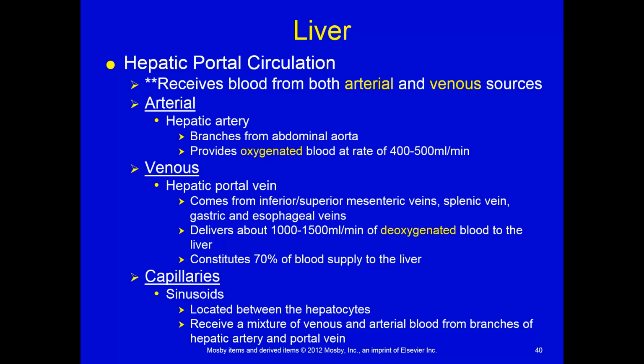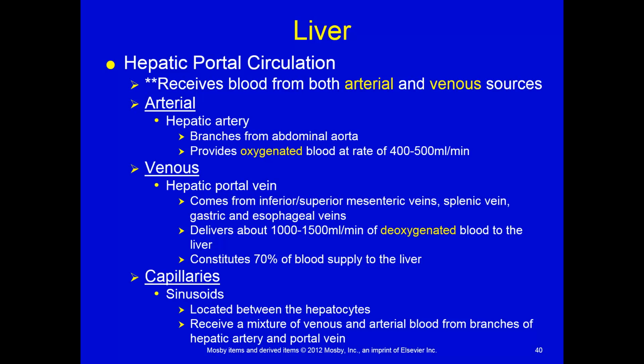We will do this slide and then stop. So again, hepatic portal circulation receives blood from both arterial and venous sources. Obviously it's going to get blood arterially because it has to have oxygen just like any other organ. That comes from the hepatic artery, which branches right off from the abdominal aorta and provides oxygenated blood to the liver. But because it's part of that splanchnic circulation we talked about, it also obtains venous blood, which is very different from any other organ in the body. That comes through a vein called the hepatic portal vein.